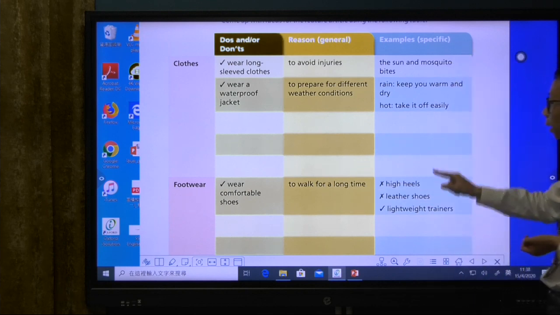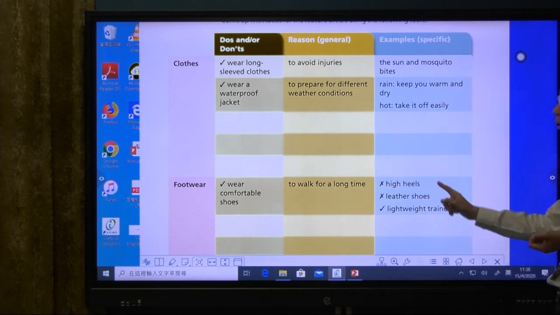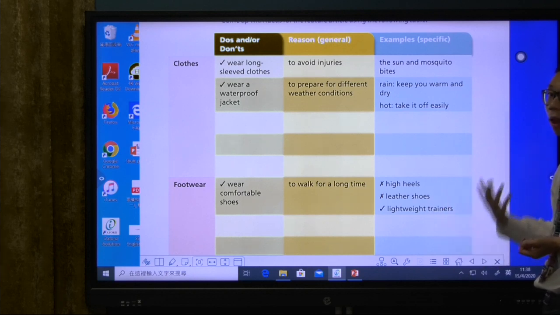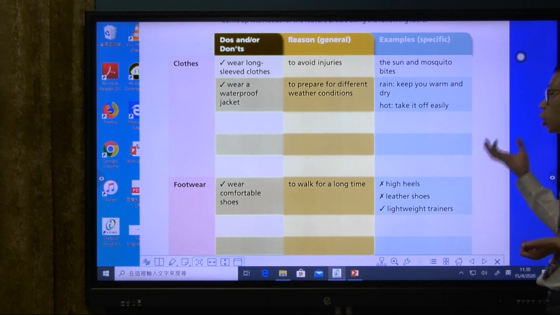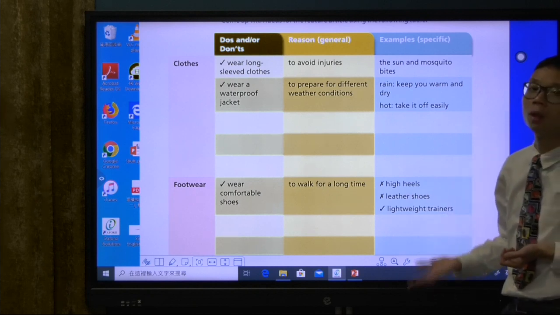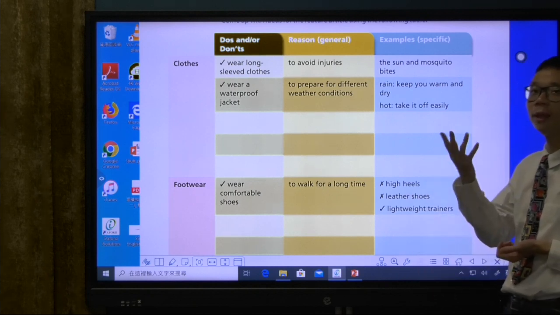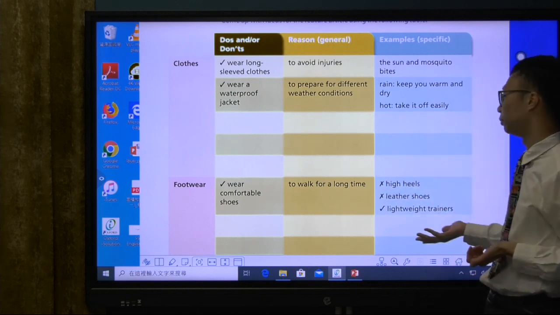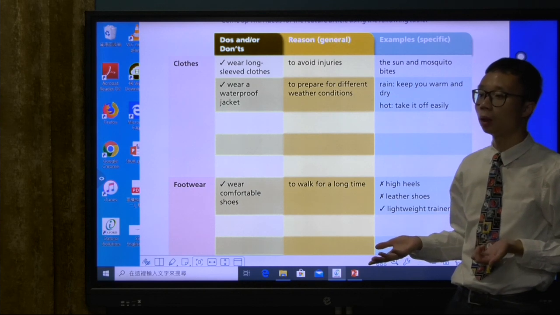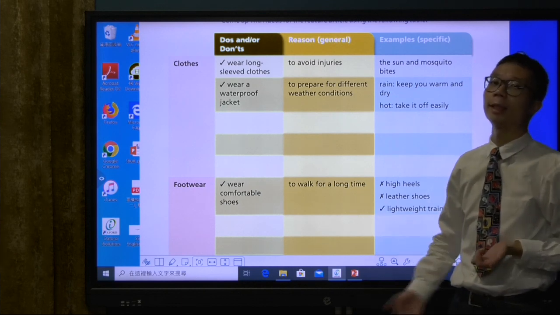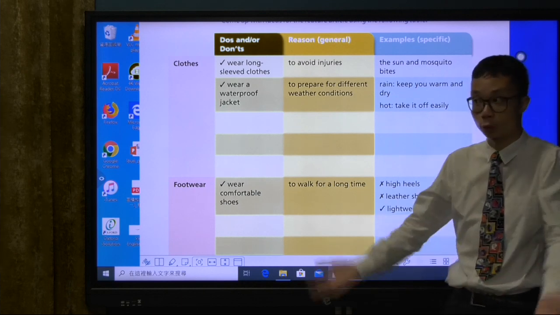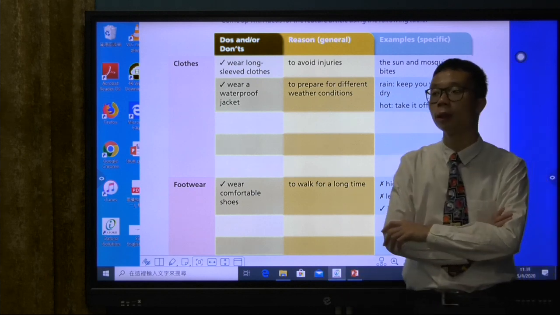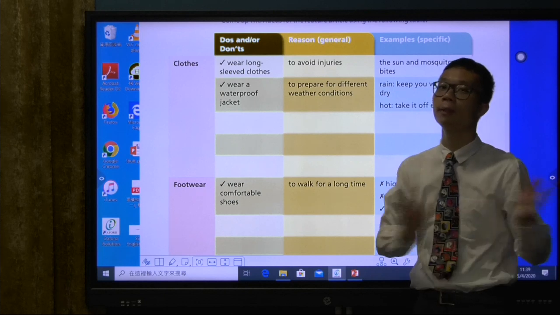Okay. And then these we can consider kind of as a warning. In these cases, just give your students some examples of what you mean by comfortable shoes. Some people may think basketball shoes are comfortable shoes, but if you're walking in Bangkok, maybe not.